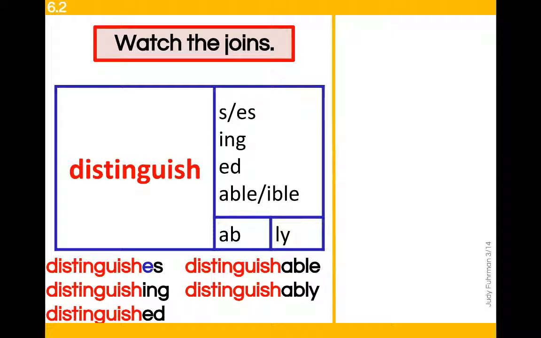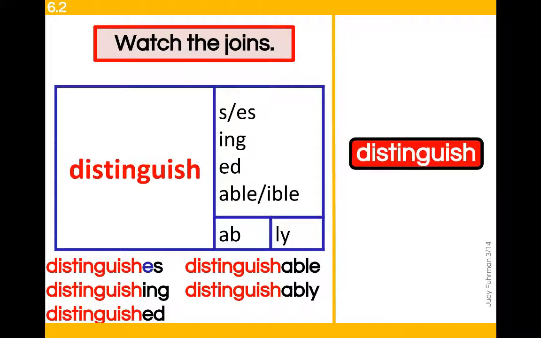Just as a rule of thumb, AB is not a suffix that lives on its own. I only need it to make this an adverb, distinguishably. AB cannot live on its own.